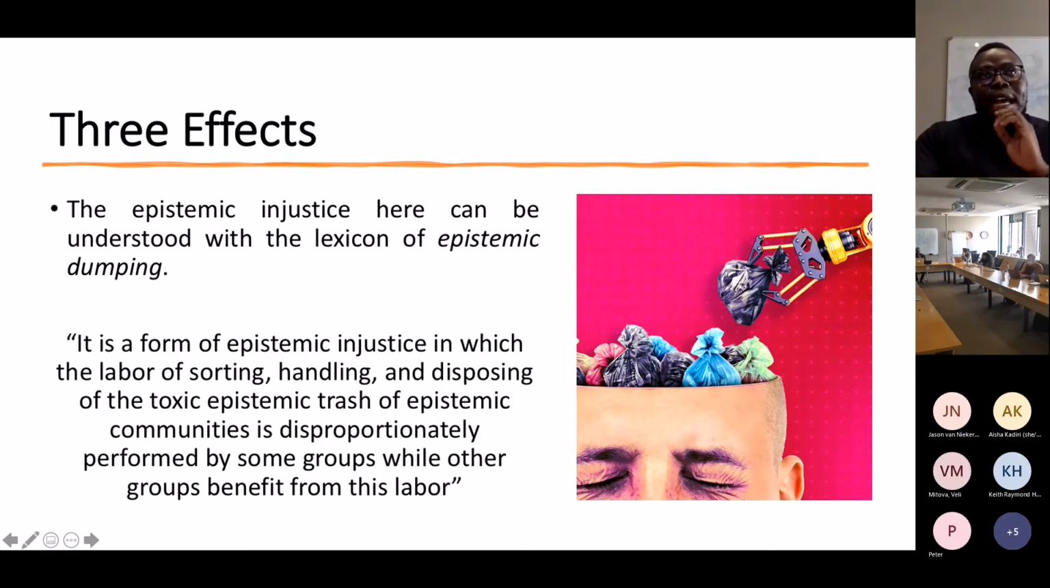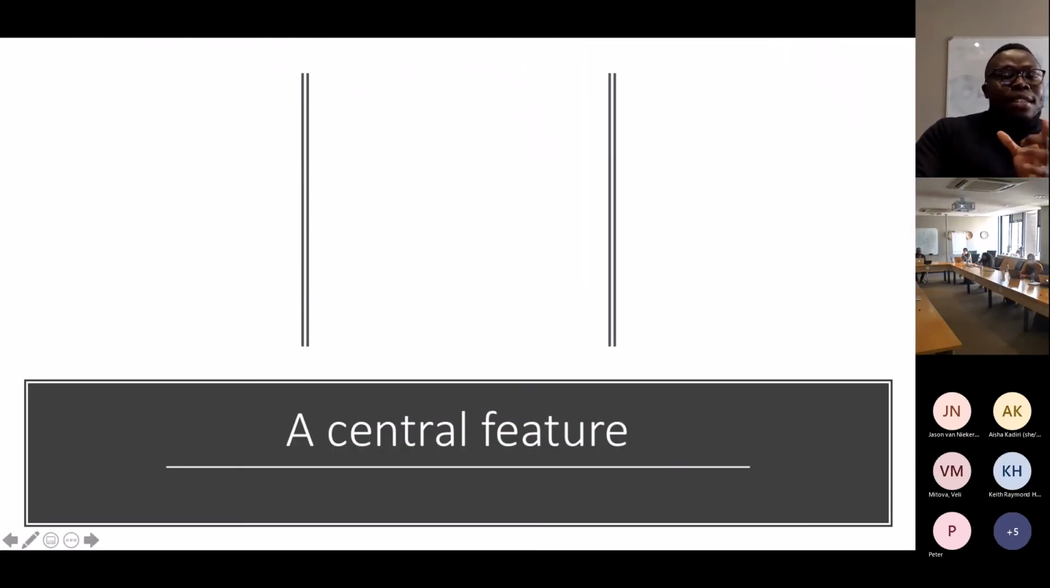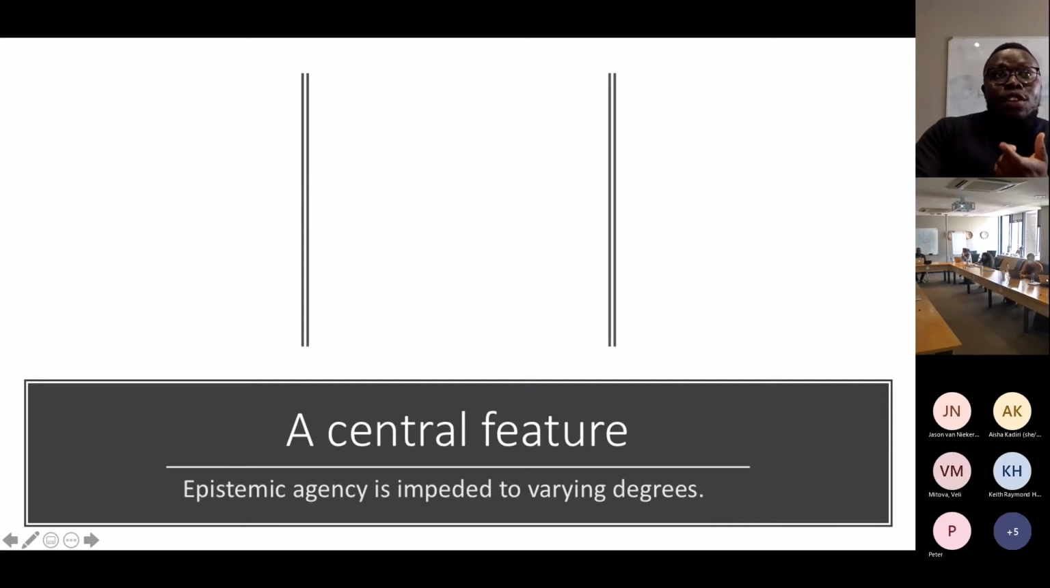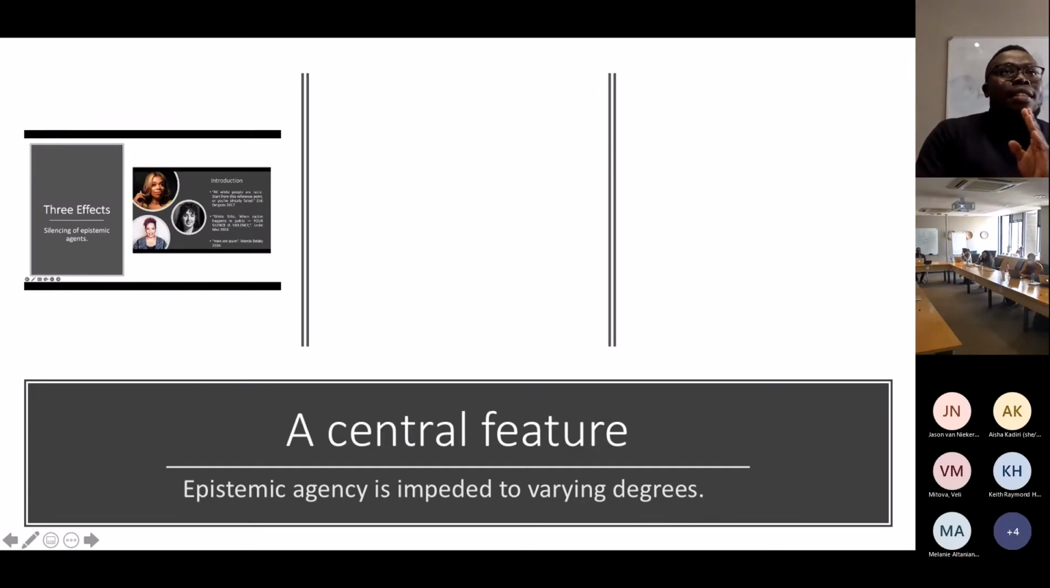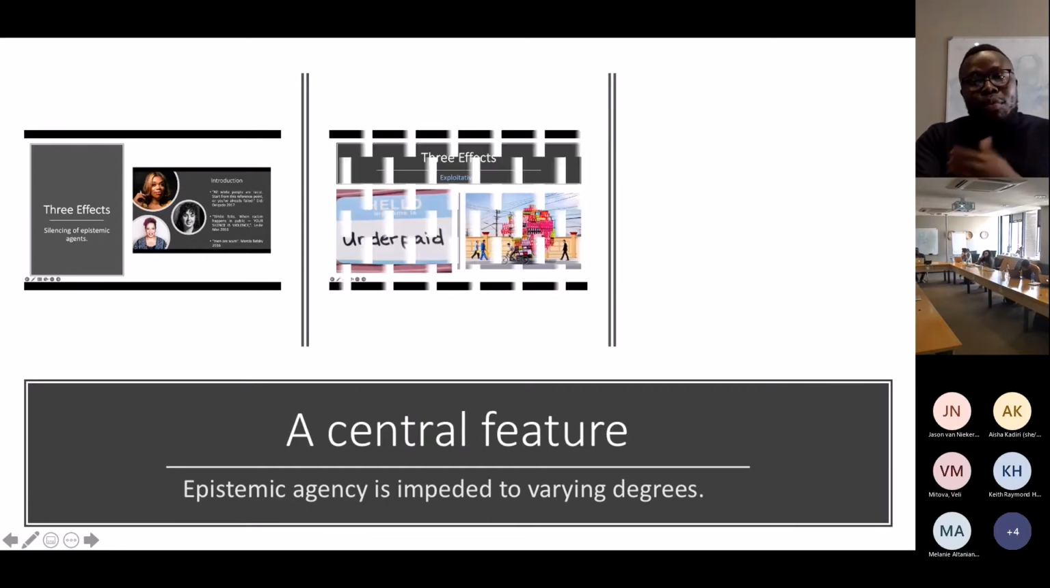Certain members of the community have to take care of their epistemic trash. Now, from these three harms or effects of the nature and the harms of content moderation, I think a central feature is that epistemic agency is being impeded to varying degrees. Think of the case of silencing: as an epistemic agent trying to get your word out there, trying to get your message out there about your social reality, there is a harm on your agency when you get silenced in this way as a result of moderation.